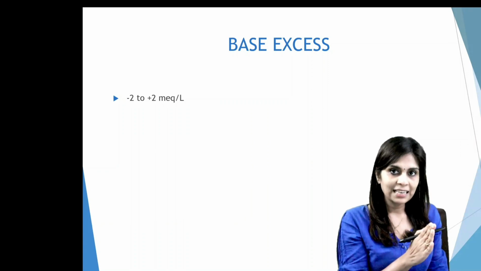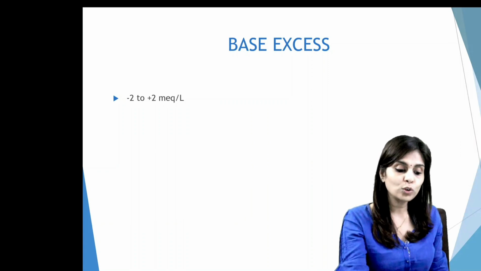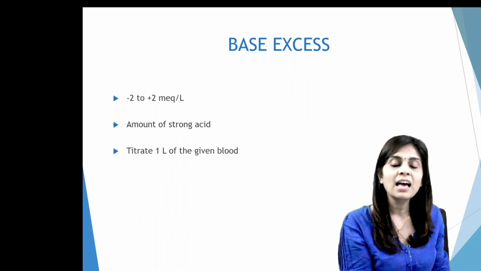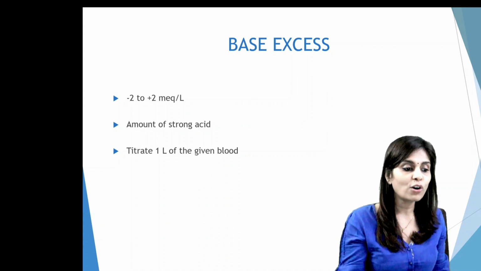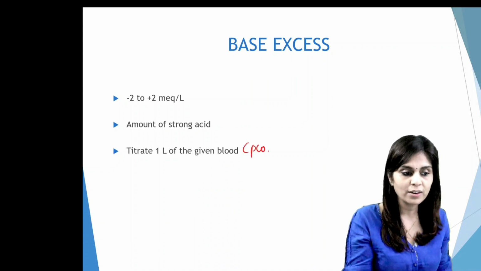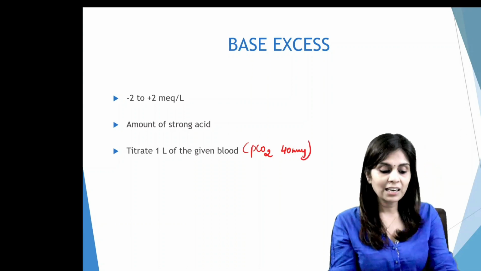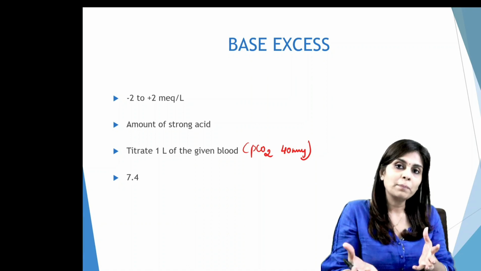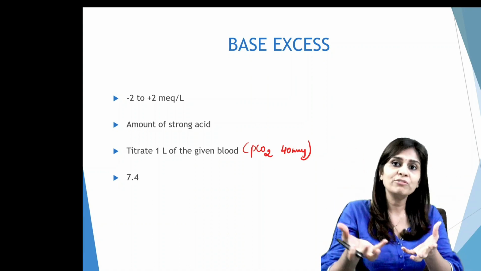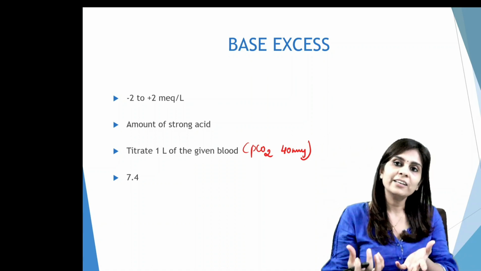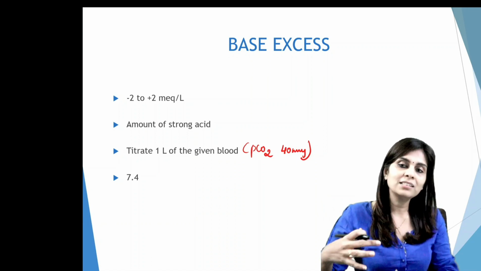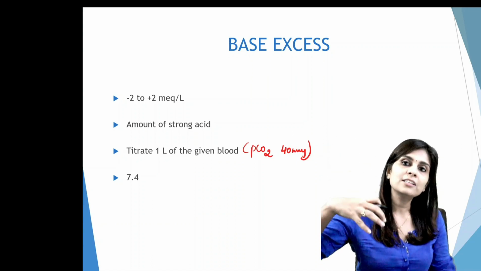Now what does it mean? I'll define base excess as the amount of strong acid that needs to be added to 1 liter of the given blood sample at a partial pressure of carbon dioxide of 40 millimeter of mercury, to bring the pH to normal 7.4. This is very important. Now, what does it mean when I say the base excess is more? It means I have to add more acid to bring the pH to 7.4, which means there is more base.